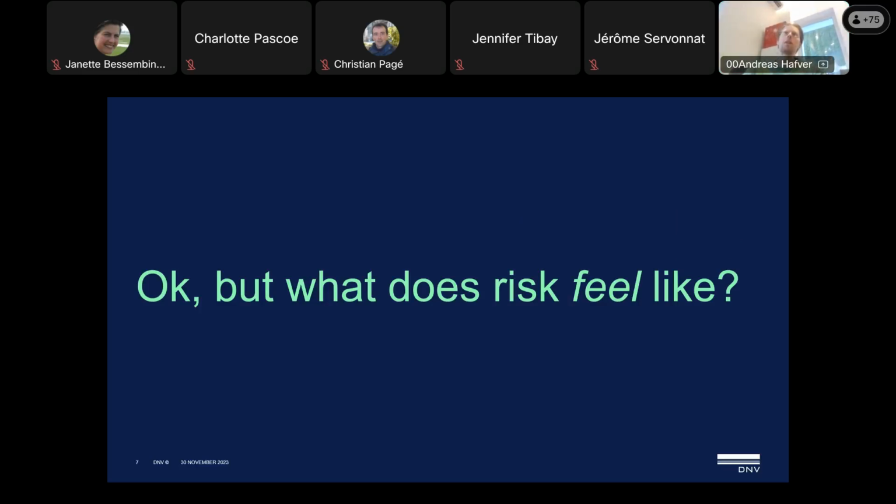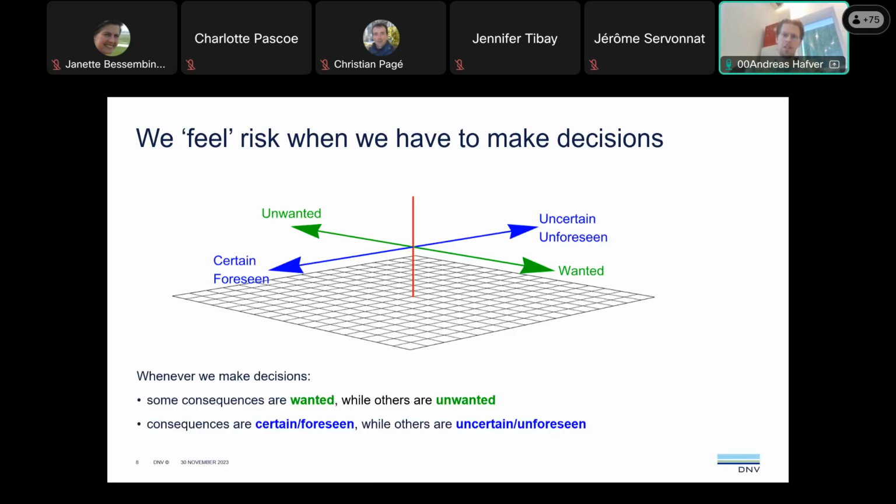Since risk is something that all of us talk about and have an intuition about, I asked myself, what does risk feel like? So imagine that you need to make a decision. For example, myself, I recently bought a house. I know that there are certain consequences, certain unwanted consequences. Like there are certain things I like about the house. There are certain unwanted consequences, like the price. I don't want to pay too much. Some of the consequences are certain and foreseen, like I know the area a little bit, but I don't know if I'm going to like it. There are certain things that are uncertain and unforeseen. So you have this space of wanted, unwanted, certain and uncertain that you have to navigate.